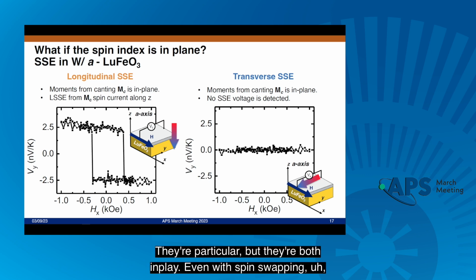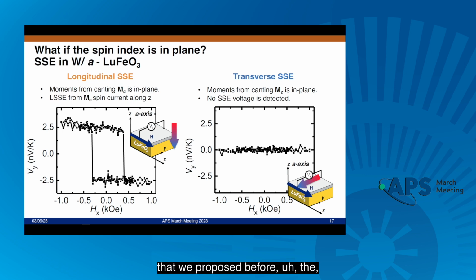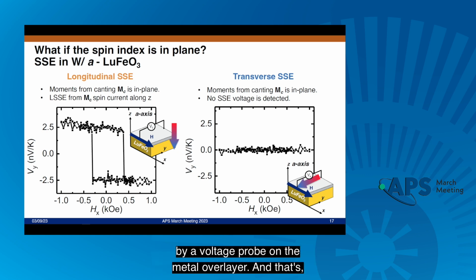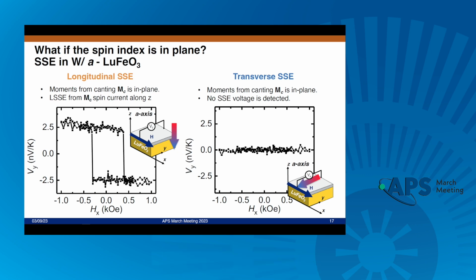Even with spin swapping that we proposed before, the swapped direction will still remain in plane and will not be able to be picked up by a voltage probe along the metal overlayer. And we're not expecting to see any spin Seebeck effect signal. And this is what we have observed as well.